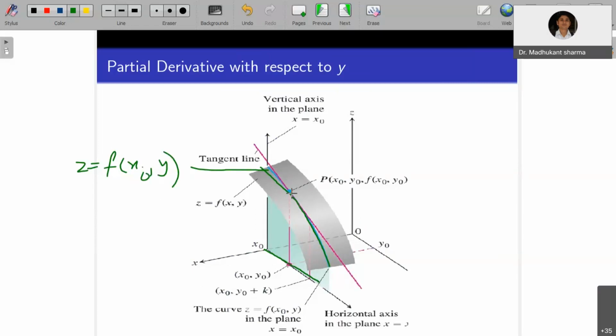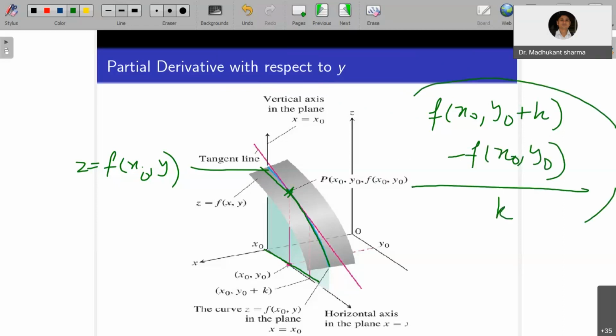Now you take the point here. This is the point f of x naught, y naught. Now you are talking about the partial derivative with respect to y, and along this curve x is fixed. You take the increment in the y direction. To differentiate between the partial derivative with respect to y and with respect to x, instead of h we take k. This is the only difference. So you take f of x naught comma y naught plus k, minus f of x naught comma y naught, divided by k, and apply the limit as k tends to 0. If this limit exists, that gives you the partial derivative with respect to y.